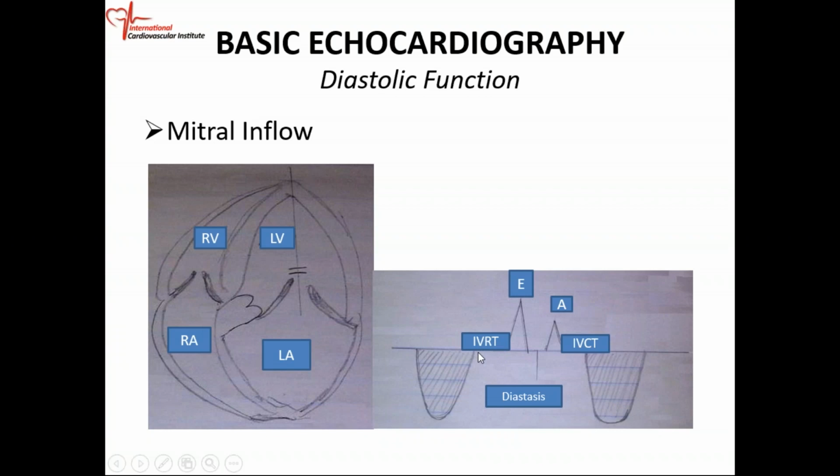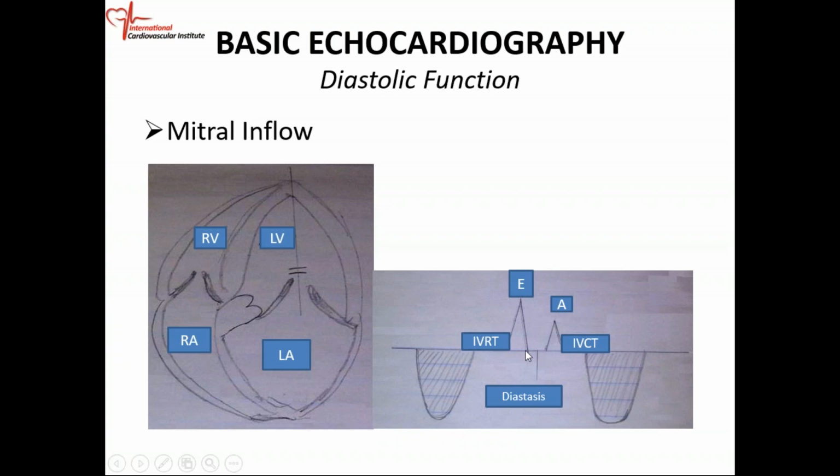Isovolumic because there's no volume change. Okay, there's no change in volume. So at the end of ejection across the LVOT, the aortic valve closed. The mitral valve is still closed right there. It hasn't opened yet. So this period of time is your IVRT. Then the mitral valve opens. When the mitral valve opens, there's like a suction of blood from the left atrium across the mitral valve into the left ventricle, giving rise to your E velocity.